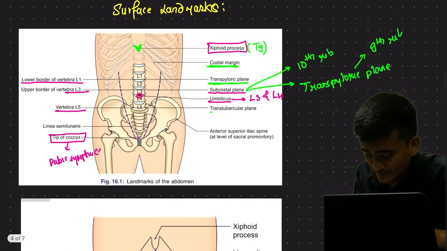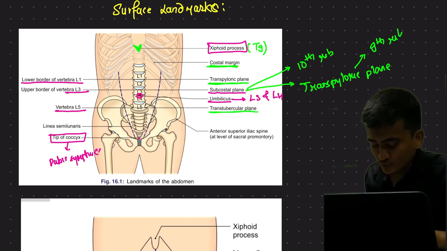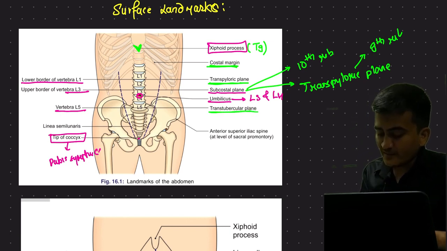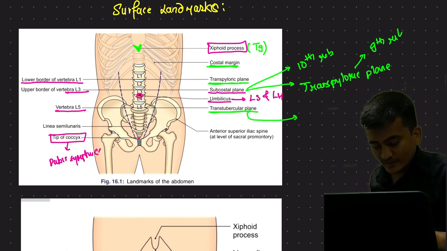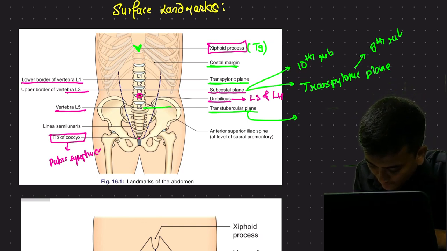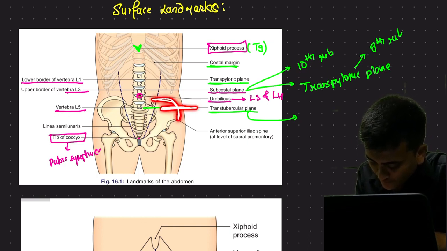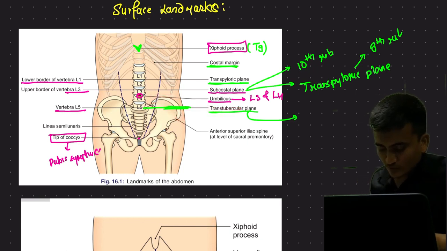And here the transtubercular plane. If you remember, what is the transtubercular plane? The plane that passes through what? The tubercle of the iliac crest, right? Right here you can see this is the iliac crest, this is the structure, and here this one is the transtubercular plane, right?